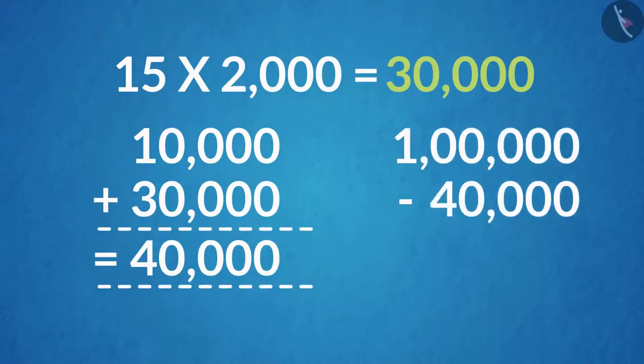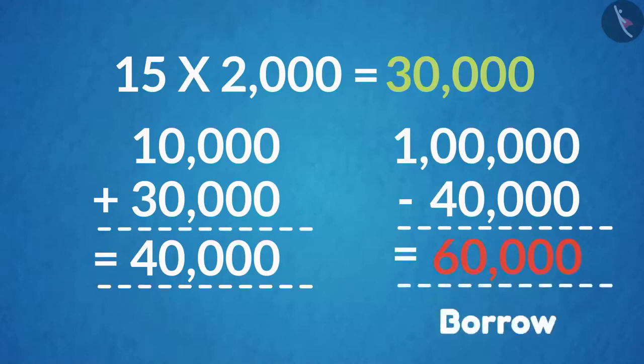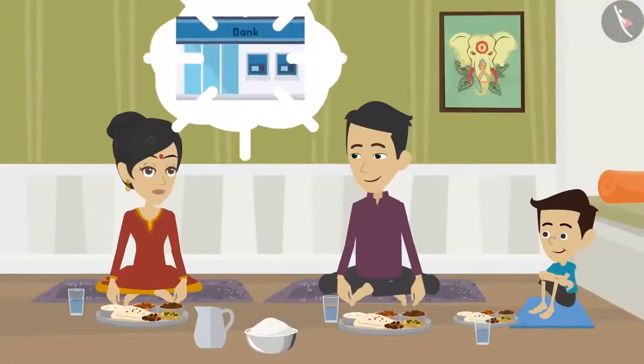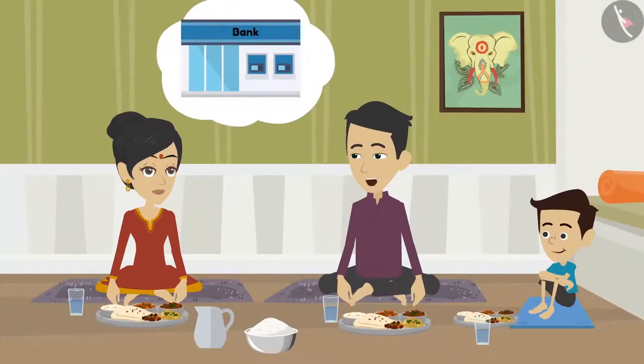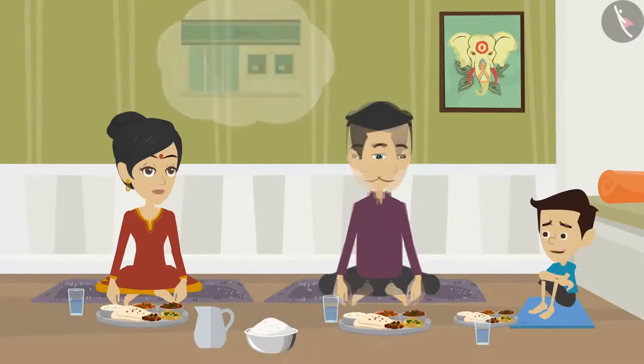But I need rupees 1 lakh for this purpose. That means we have to borrow 60,000 rupees from somewhere. Why don't we take a loan from the bank? But we have to pay interest on that money. Yes, of course we have to pay. But we can pay it when we start making profit.